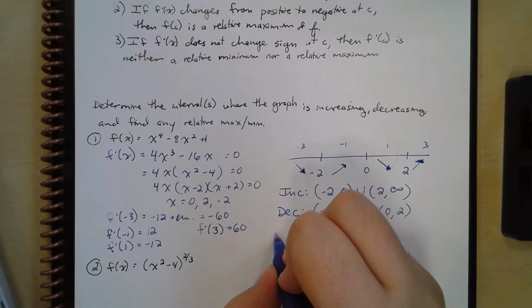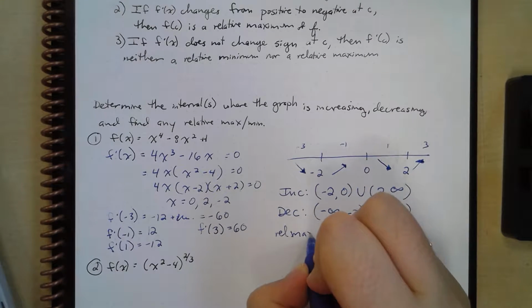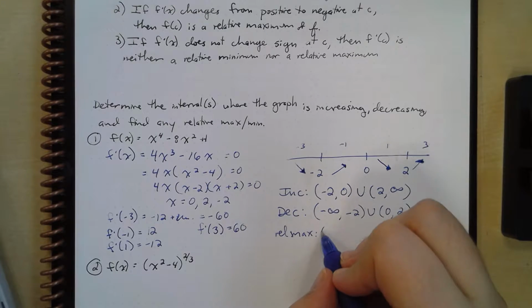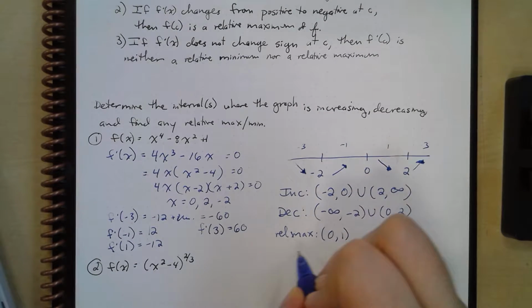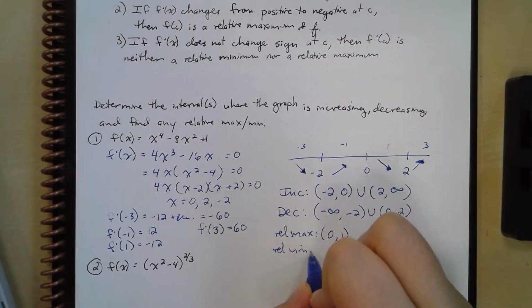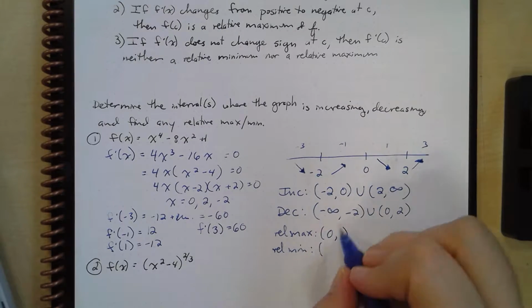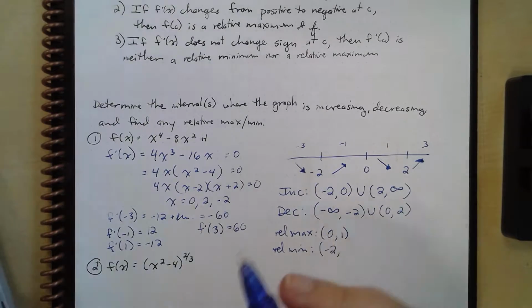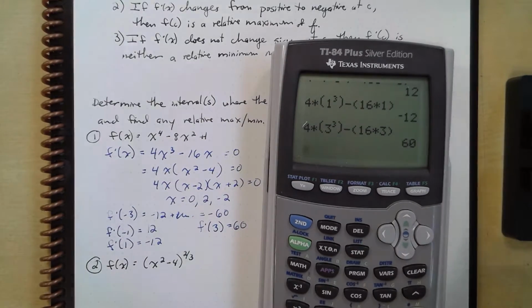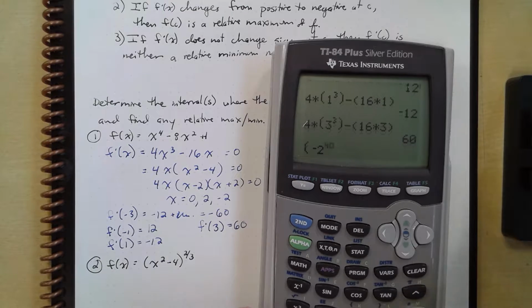So we have our relative maximum at 0, comma, whatever f of 0 is, looks like it's 1. And our relative minimum, well, we're going to have two of them here. So we're going to have negative 2, comma, well, I'm going to not cheat this time, but put in negative 2 to the 4th minus 8 times negative 2 squared plus 1.